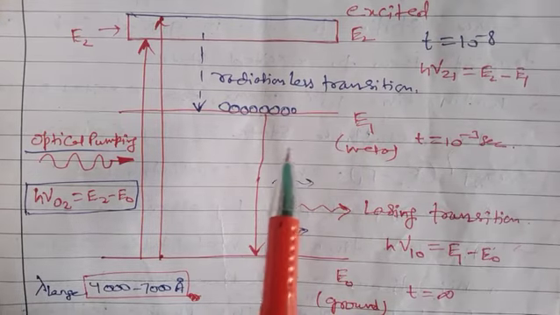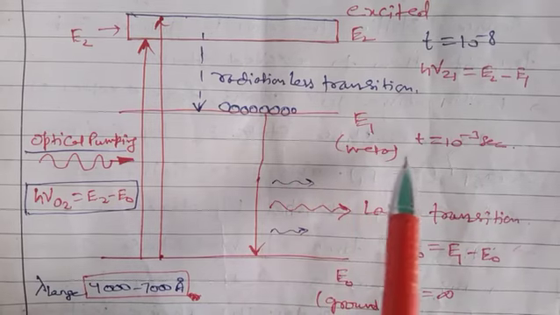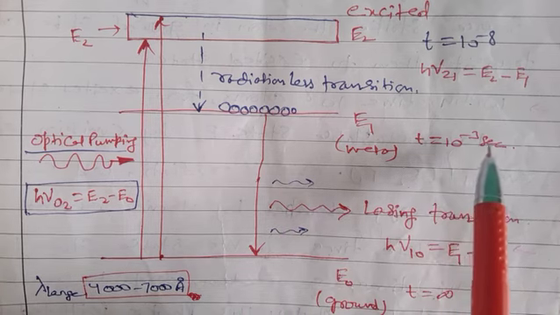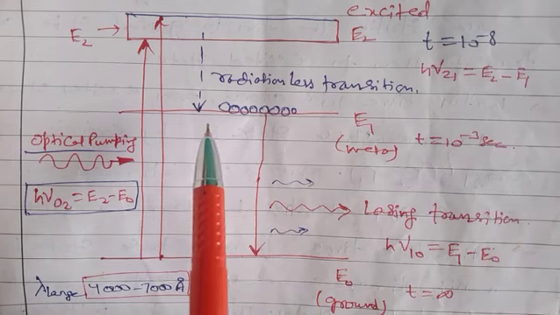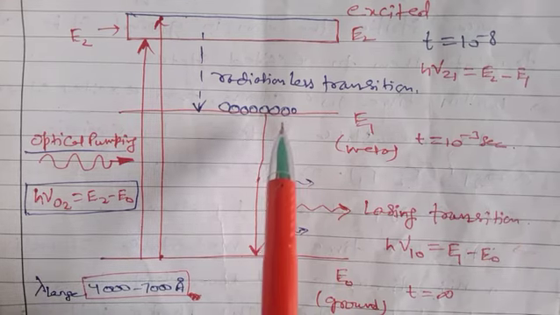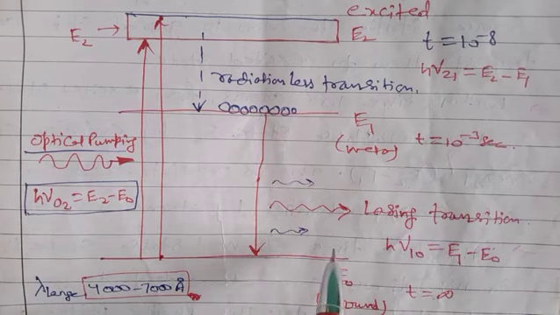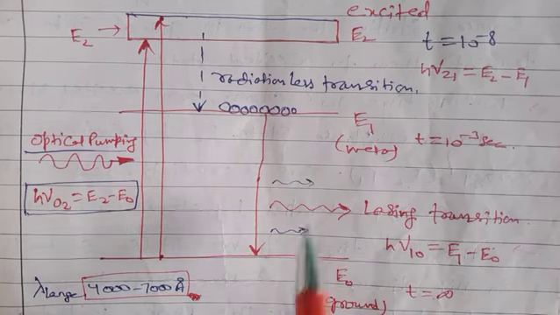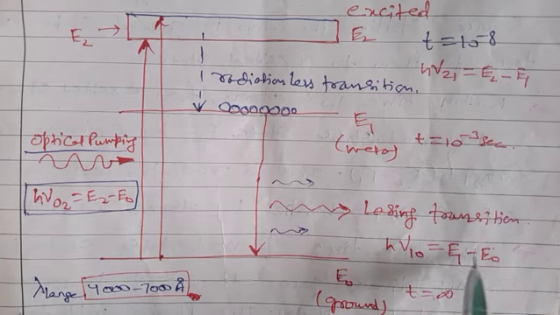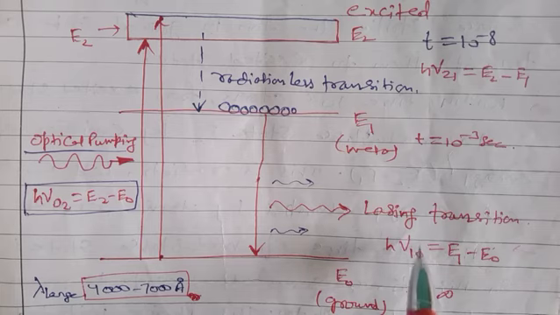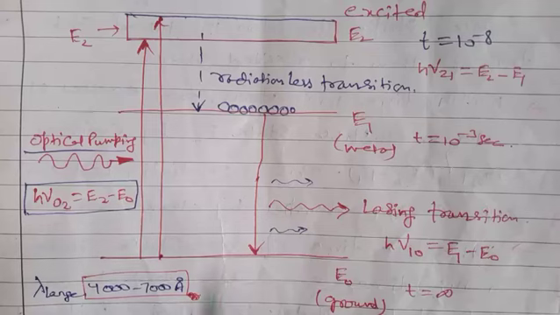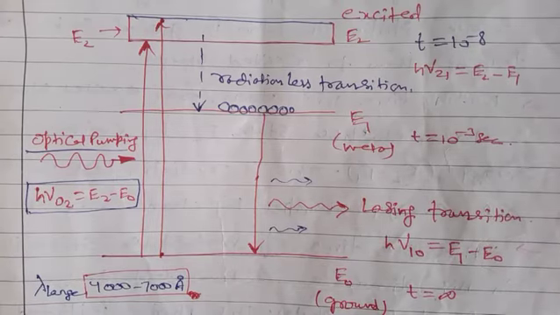And after that, in the metastable state, the approximate time for the stay of atoms is approximately 10 to the power minus 3 second. So after this time interval is completed, these atoms jump to the ground state, emitting a frequency h nu 10, which is equal to the energy gap between the two levels, E2 minus E1. So nu 10 equals E2 minus E1 upon h, the frequency emitted. That is the frequency of this laser transition. Here the stimulated emission occurs.